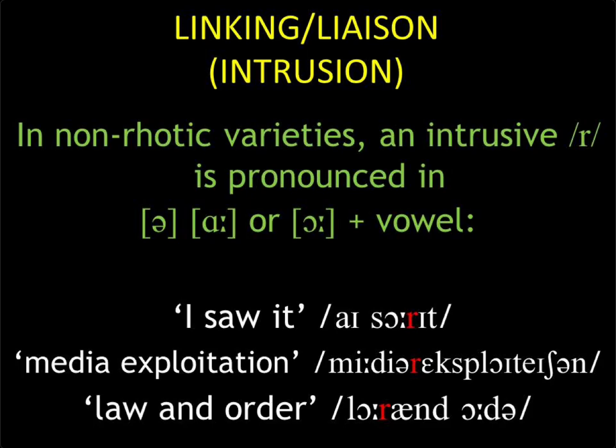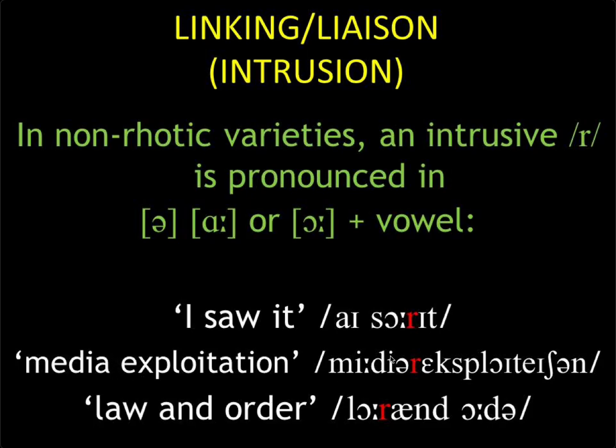Another type of linking that occurs in some non-rhotic varieties of English is called intrusion, okay? And this intrusive R occurs when a word ends in schwa, a, or o, plus a vowel. Let's look at examples. So here we have I saw it. There is absolutely no R pronounced here. In rhotic varieties, people just say I saw it. But in some non-rhotic dialects, because saw ends in o, and the next word begins with a vowel, they might say I saw-r-it. I saw-r-it.